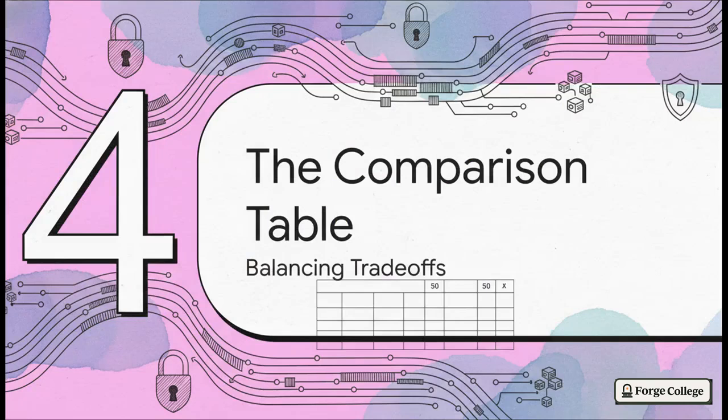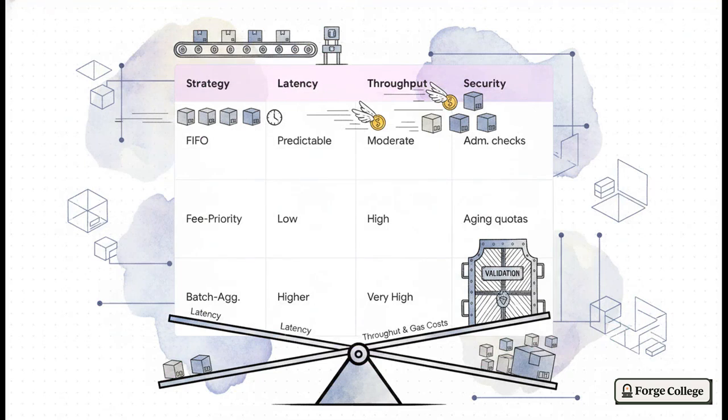Which brings us to Section 4, the comparison table. Let's balance these trade-offs. All right, here is our master blueprint, all sketched out. Look at the balance here. FIFO gives you predictable latency and moderate throughput, but it desperately needs admission checks. Fee priority gives low latency to the VIPs and high-value throughput, but demands those agent quotas we discussed.